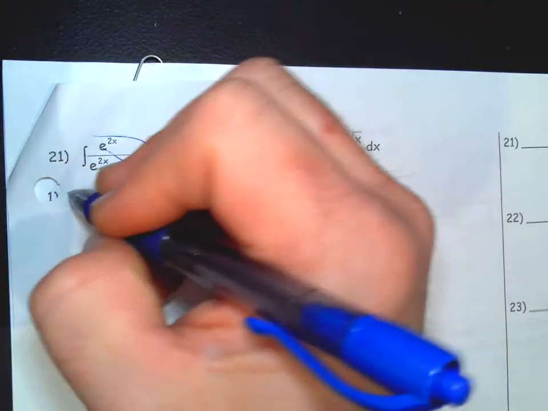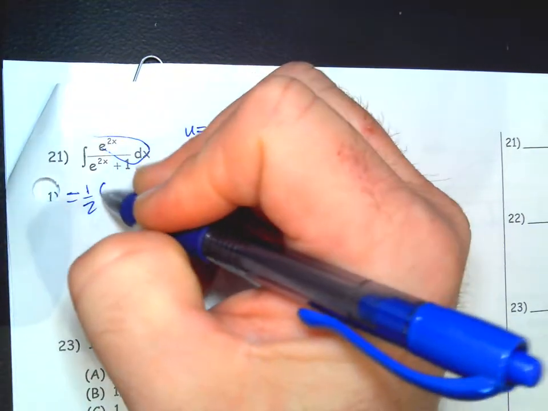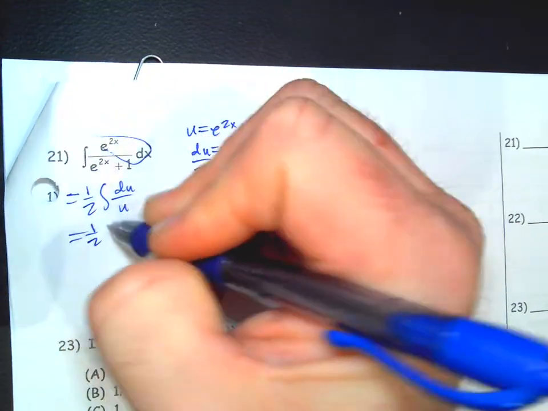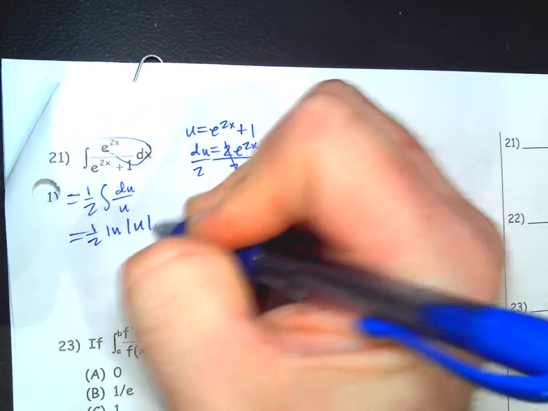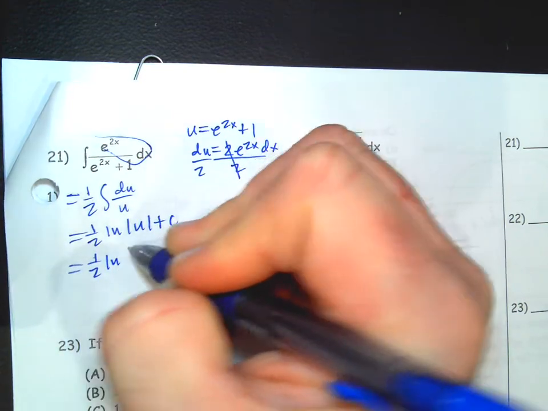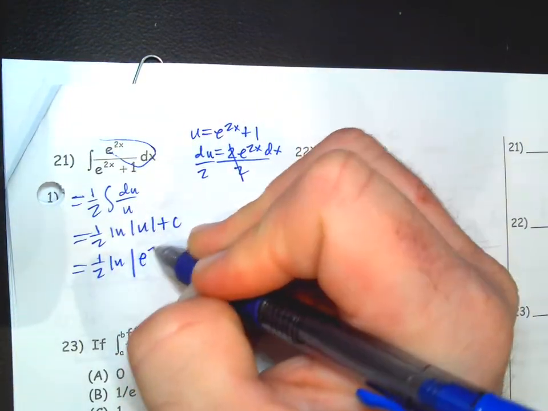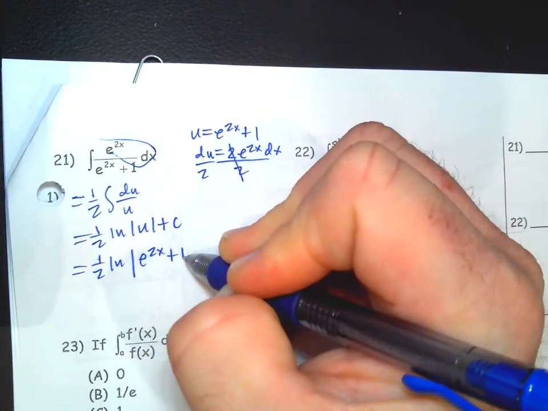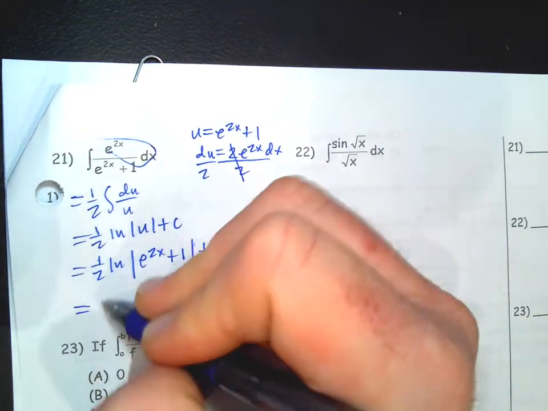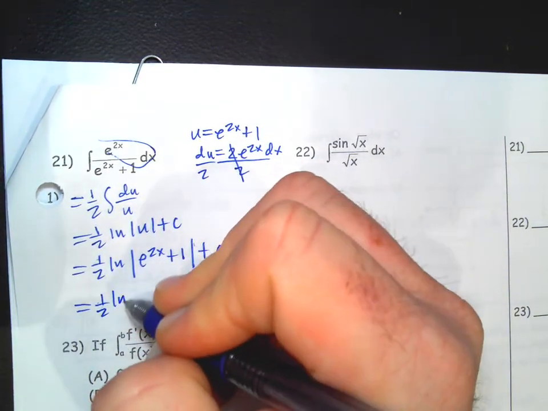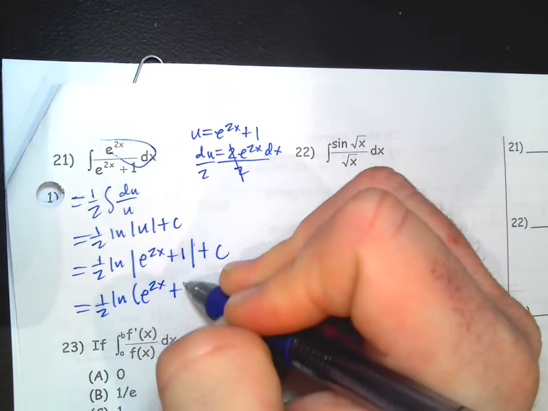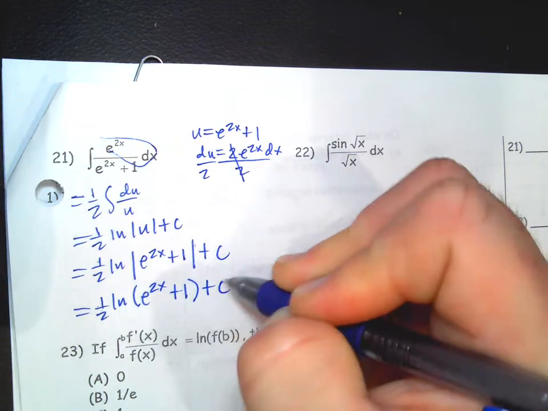So I'm going to rewrite this 1/2 du over u, 1/2 natural log of the absolute value of u plus c, 1/2 natural log of the absolute value of e to the 2x plus 1. Now, the absolute value should be in your work, but this final answer here, we can get rid of the absolute values because the inside is always going to be positive.